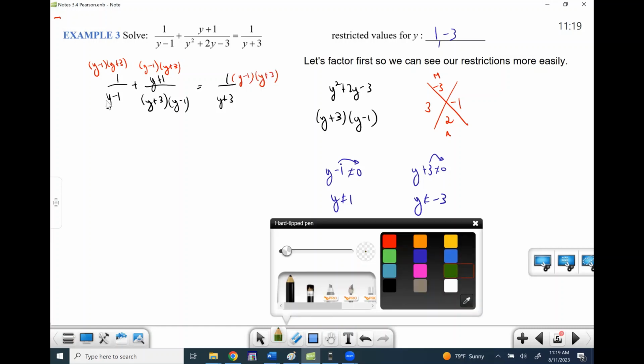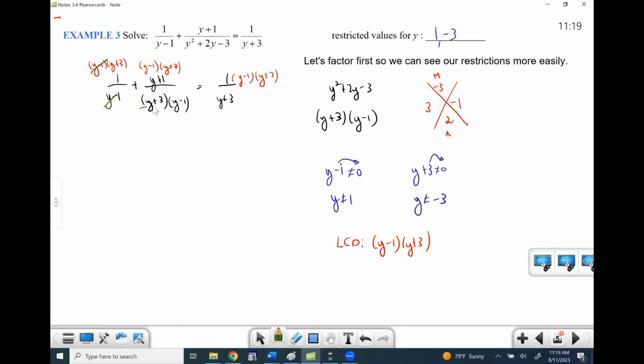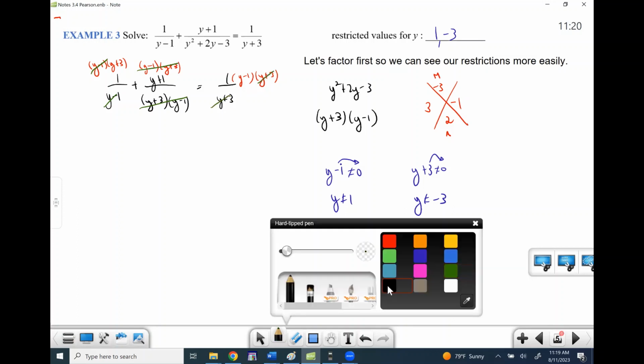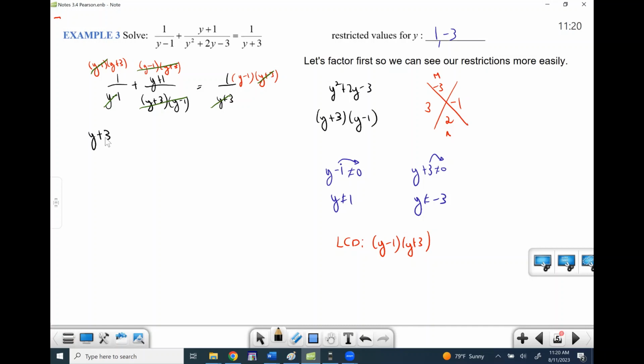All right, so we can cross off the y minus 1s, the whole thing here, and the y plus 3s. This is going to leave us with y plus 3, which is just multiplying by a 1, so it's going to stay y plus 3. It's going to leave us with a y plus 1. Sorry. And then it's going to leave us with a 1 multiplying by y minus 1. So it's just going to stay y minus 1, because multiplying by 1 doesn't do anything. All right, let me just check through my work really quickly, you guys. Make sure everything looks good. Yeah. Okay, let's do this.